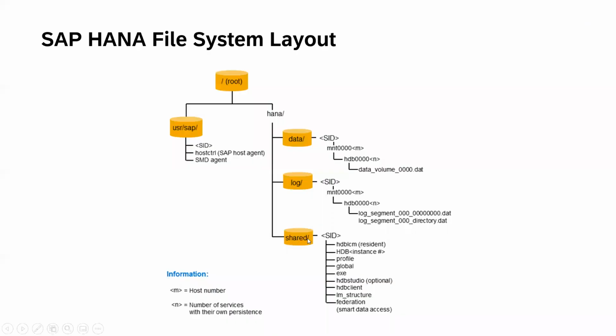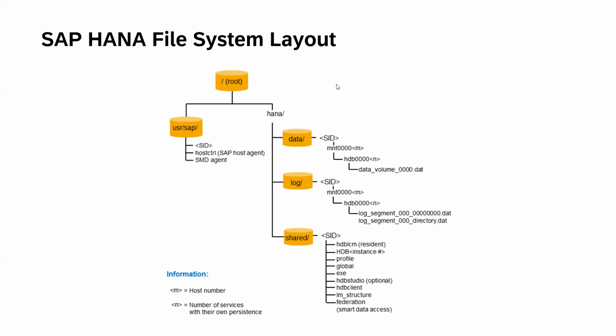Now here you have the shared directory. Under the shared directory you have the SID, and these are all the software for your HANA database. The shared directory contains all the binaries and scripts for your HANA database. If you compare it with Oracle, this is the Oracle home directory. Other than that, for other applications, for your host agent and everything, you have the /usr/sap directory. This is your /usr/sap directory, and this is the file system layout.